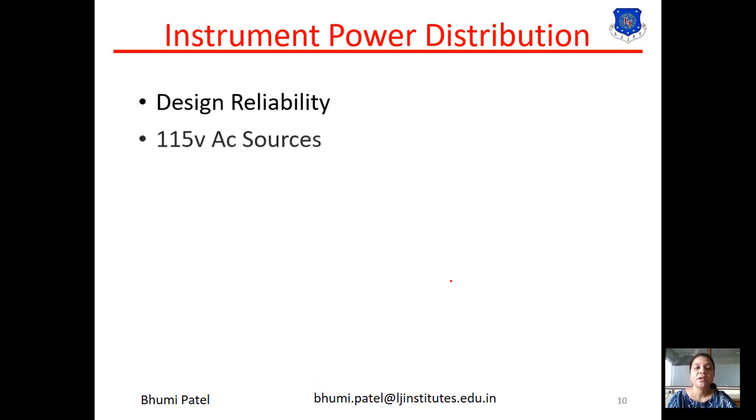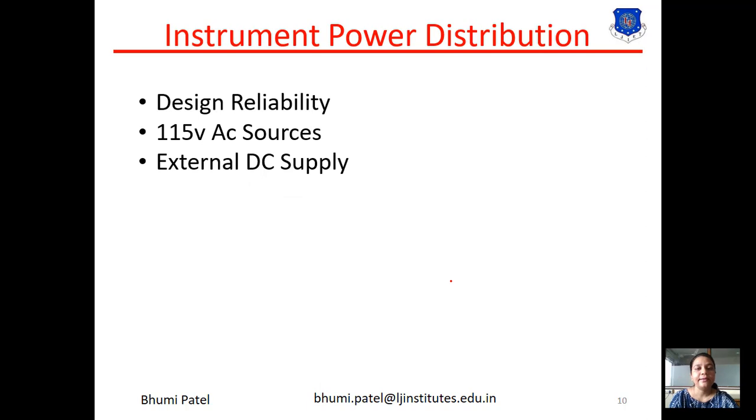Now next one is the 115 volt AC sources. When the control instruments are powered by the 115 volt AC source, a separate fuse or circuit breaker should be used for each instrument, so we can supply each device. This isolates the initial failure and prevents the shutdown of the others.